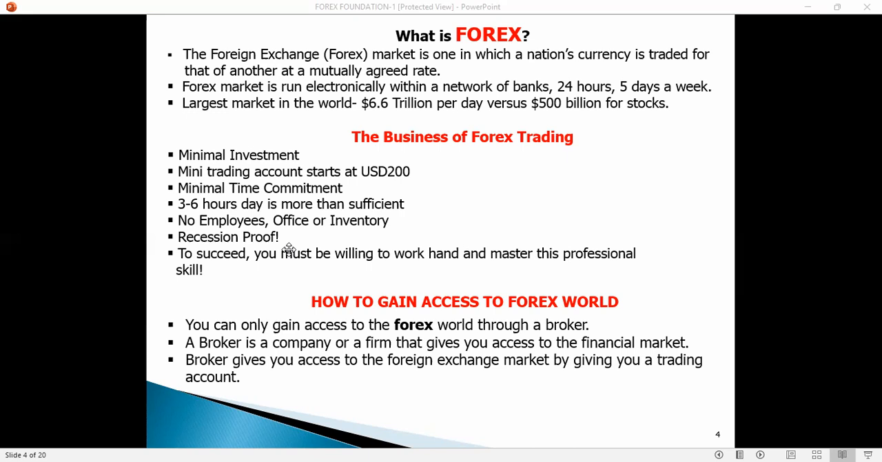Okay, so it is not possible for any individual like me and you to go into the foreign exchange market. Even the big players in the market also go through the broker. The big fish in the market also go through the broker. So you need to find a good broker to work with, okay? Because they'll give you an account and the access to the foreign exchange market, all right?